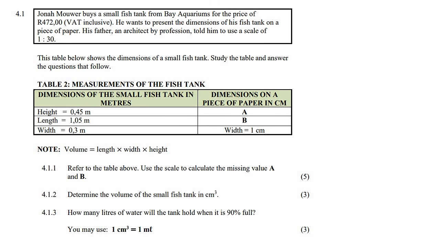Jonah Mower buys a small fish tank from the aquarium shop for the price of 472 Rand. VAT is included. He wants to present the dimensions of his fish tank on a piece of paper. His father is an architect who told him to use a scale of 1 to 30.